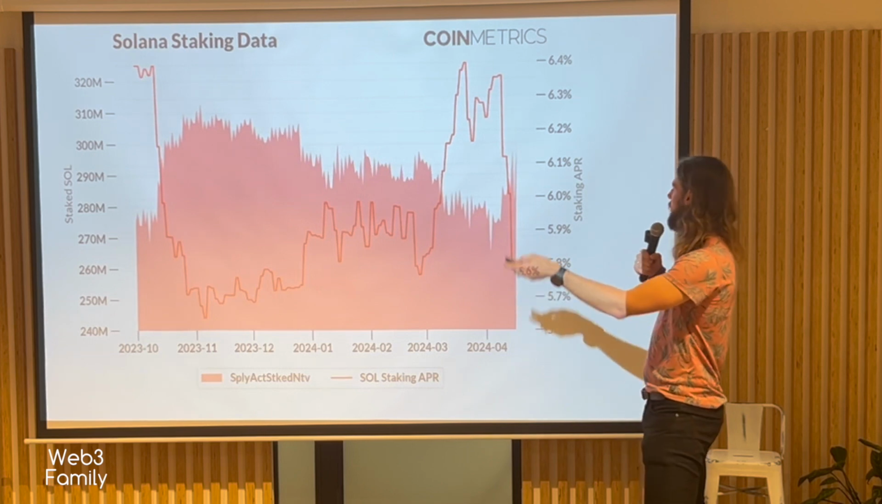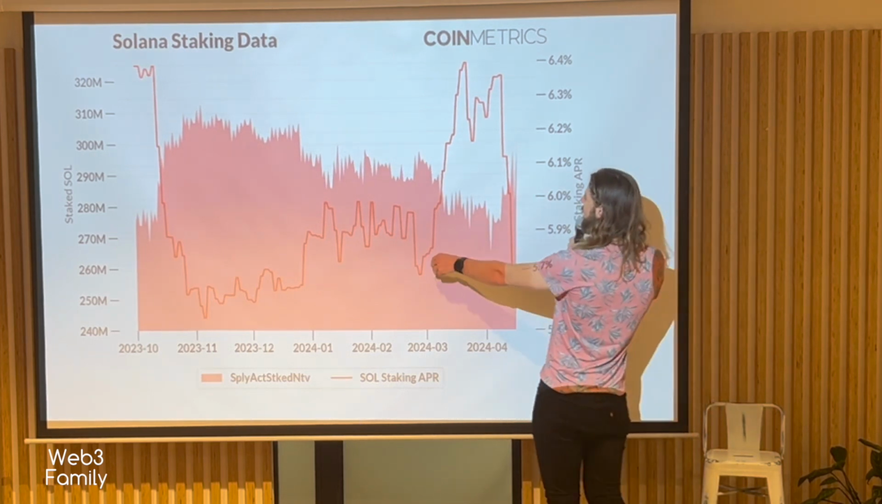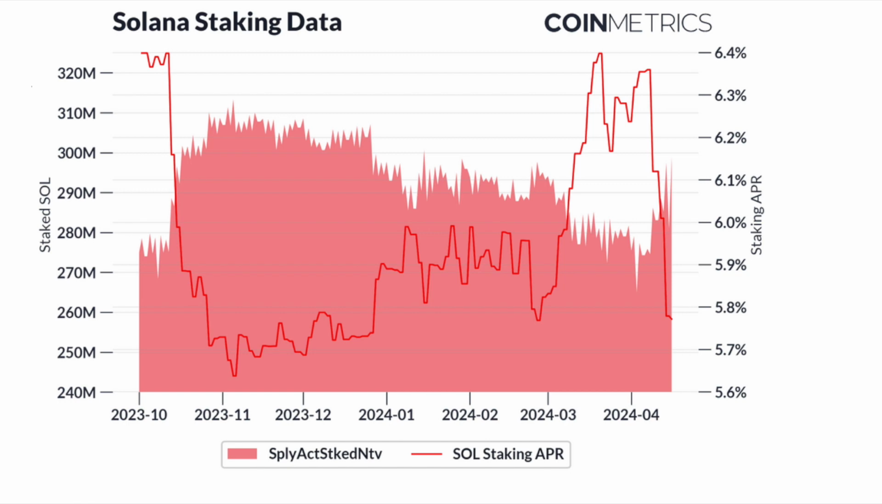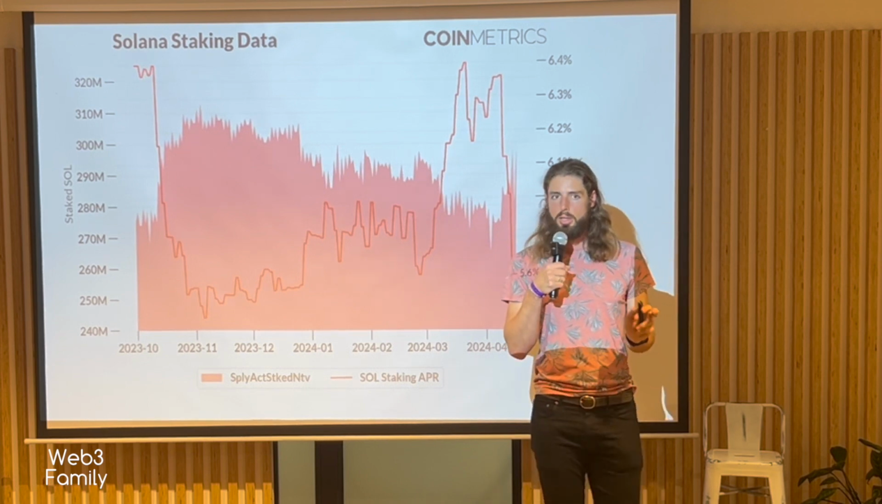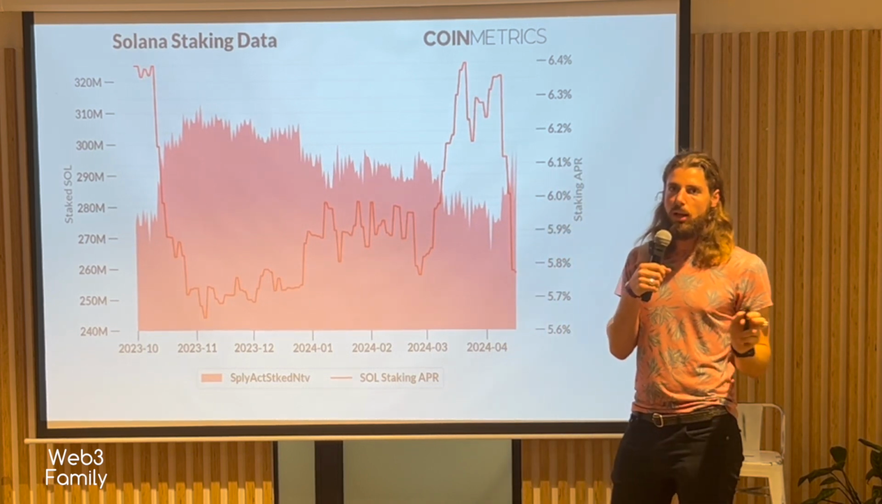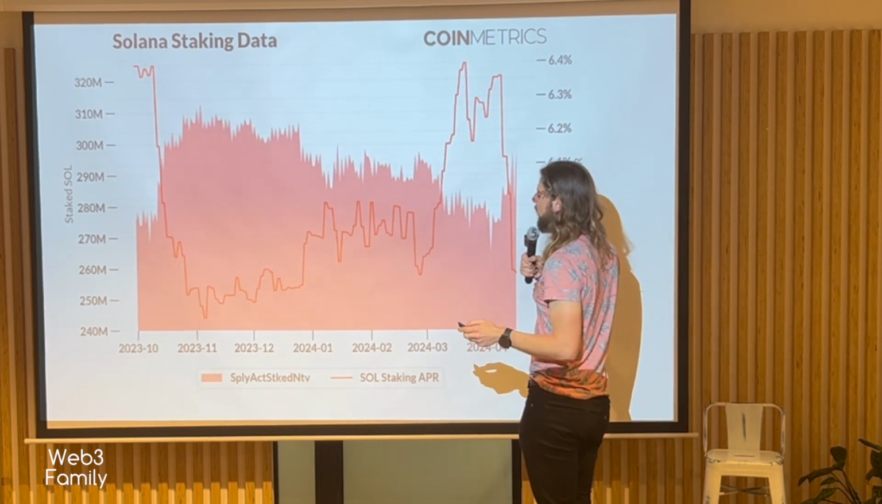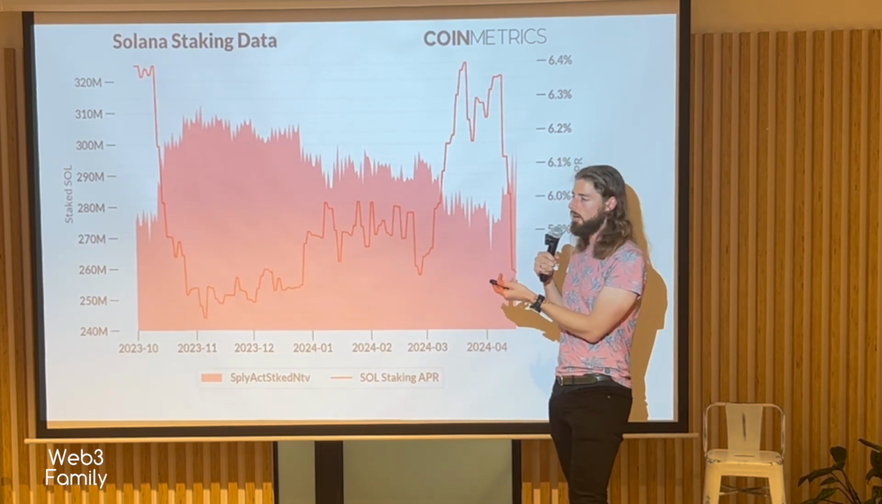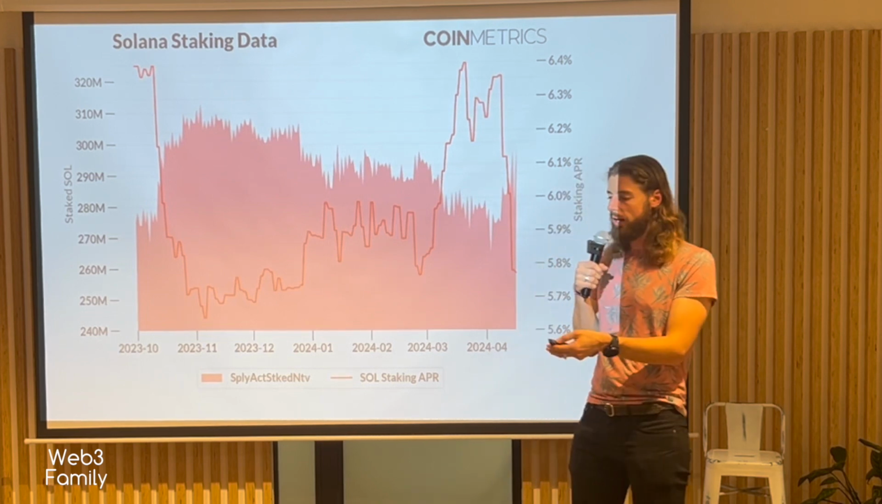Staking data: the APR fluctuates a bit, but you can see here it's risen quite a lot. This is the meme coin frenzy recently. Staking functions similarly to Ethereum, where you get paid based on some inflation if you're staking, but also part of the transaction fee. Half of the transaction fee is paid out to validators, and the other half is burnt.